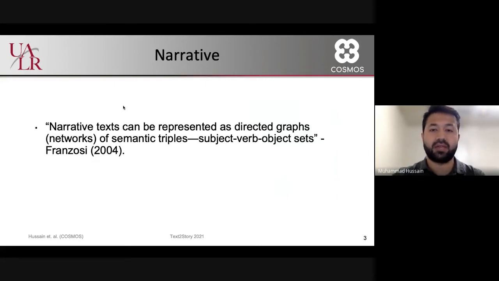The algorithm of narrative extraction builds upon the premise that narrative text can be represented as directed graphs of semantic triplets. By semantic triplets, I mean subject, verb, object sets. So basically, we look at phrases in the text where we have nouns and objects and verb phrases. We identify the noun phrases to identify the actors in the blog post, and then we identify the verb phrases to identify the actions associated with those actors.